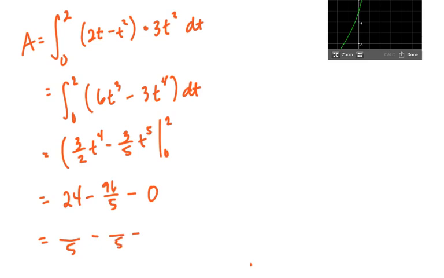Common denominators of 5, or you can use your calculator. This is 120 minus 96, which gives me 24 over 5, which is 4.8.